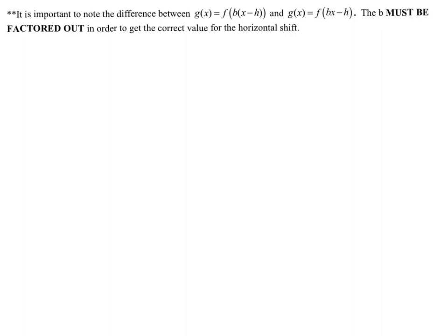Okay, something else that's very important that you need to note is the difference between f of b(x minus h), and g of x, which would be f of bx minus h. Basically, this one has an extra set of parentheses right here. This is the proper form, okay? If you see it in this form, the b must be factored out first in order to get the correct value for the horizontal shift.